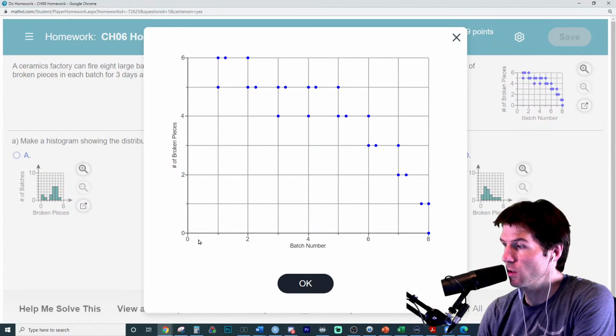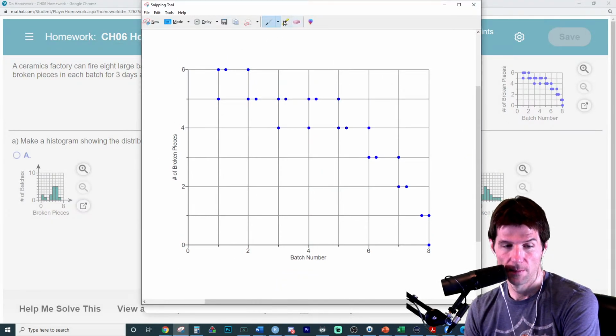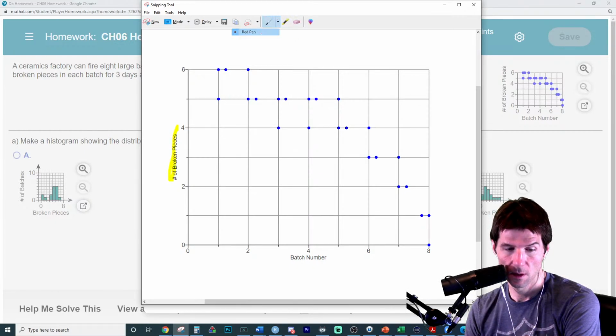How many batches were there with 0 broken pieces? Be very careful. This is the number of broken pieces, and let me highlight it so you can see only that. This is the variable we're looking at. We're looking at just one variable. Don't look at the other one down here. Don't look at the batch number. That doesn't matter right now.